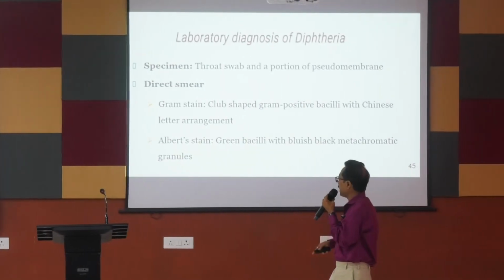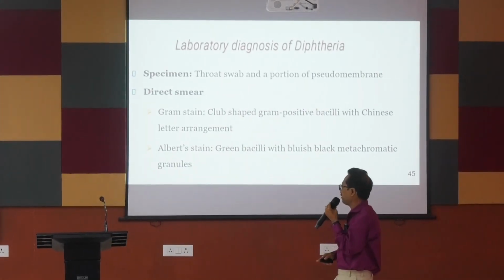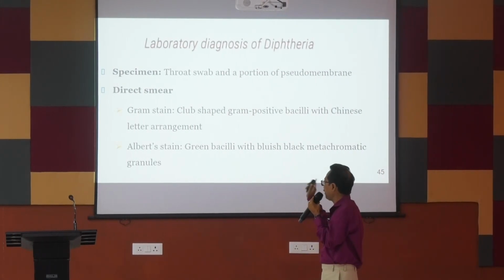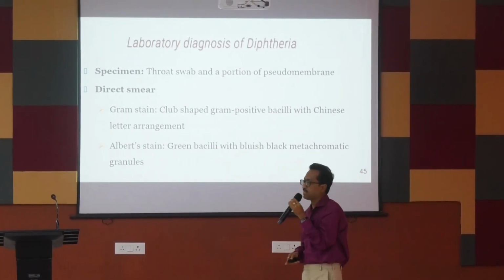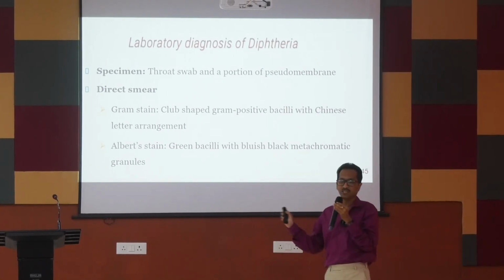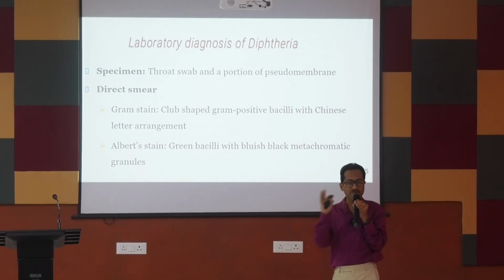Gram stain shows club-shaped gram-positive bacilli with Chinese letter arrangement, and Albert stain shows green bacilli with bluish-black metachromatic granules. This is the initial primary staining. In all bacterial infections, what has to be done? One is the primary staining, then the culture, followed by secondary staining, and then biochemical identification. It is all bacteriological diagnosis.